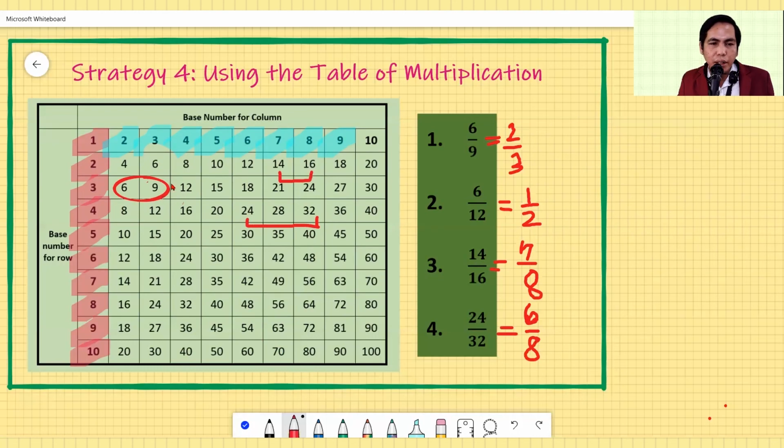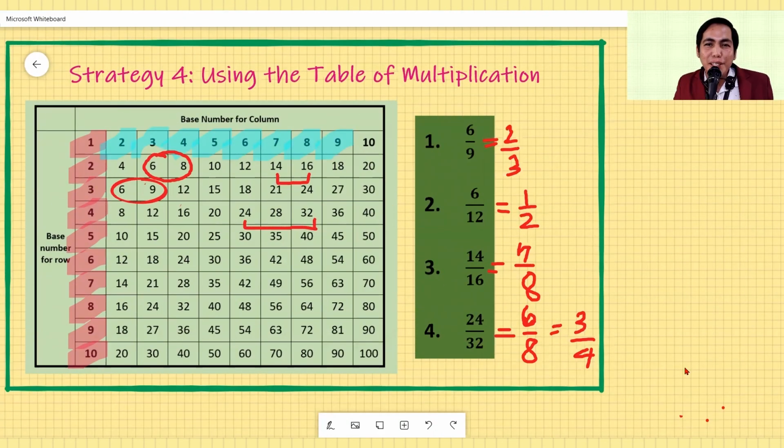it's 8. But let us take a look here. We have 6 and 8 here. And the base numbers for 6 and 8 are 3 and 4. So therefore, the lowest term is not 6/8, but 3/4. So this time, it is now your turn to answer the following exercises.